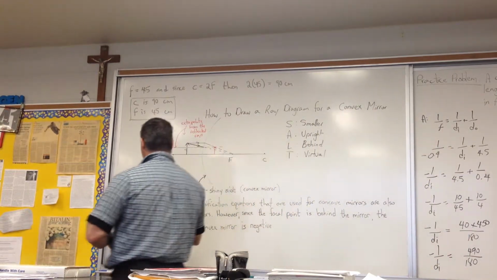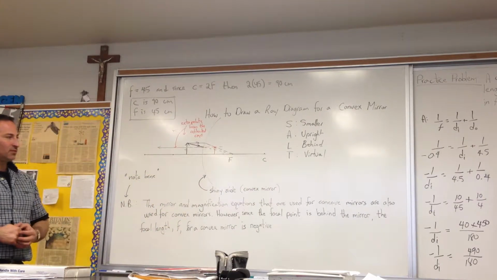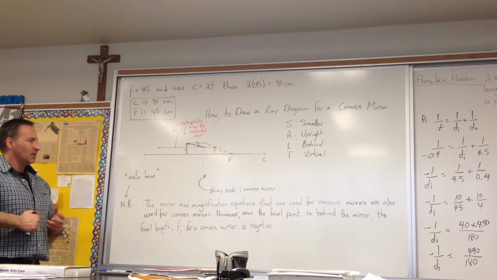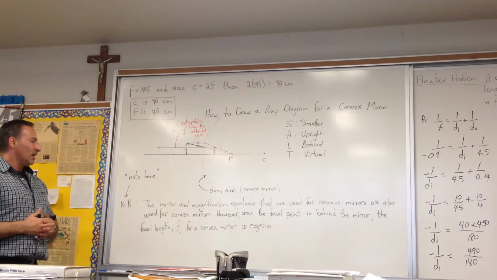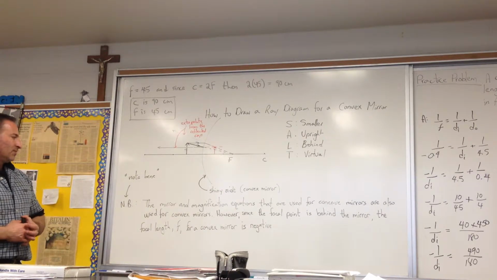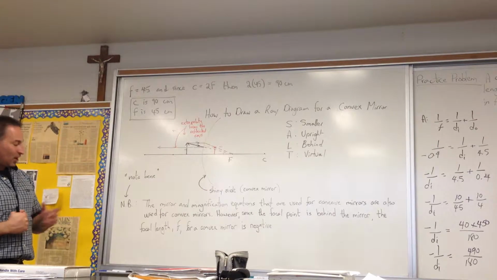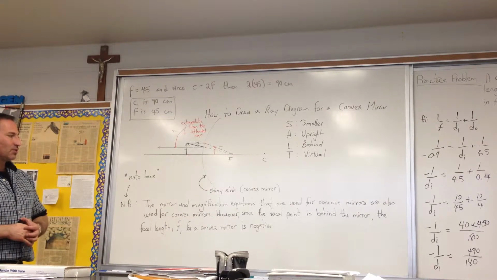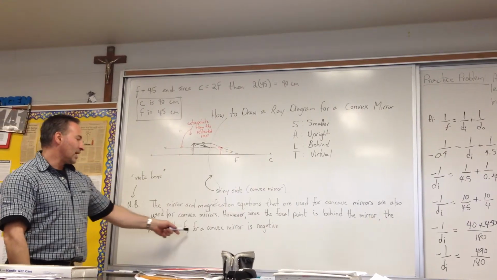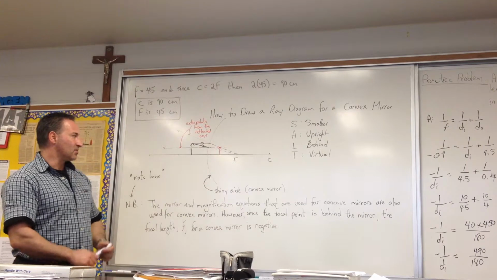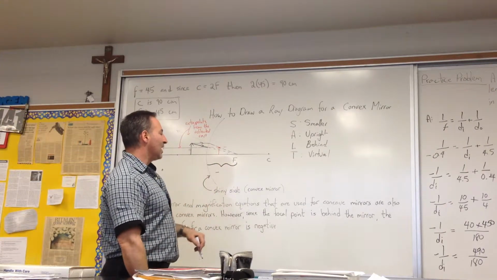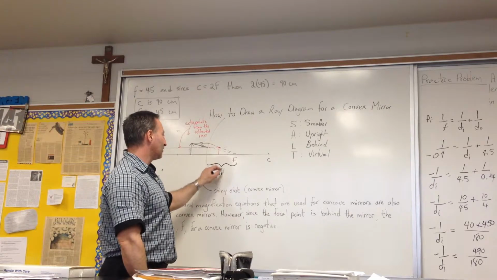Note well that when you use the magnification equation to calculate with the position of the object or the image, the mirror and magnification equations can be used for concave mirrors as well as for convex mirrors. However, since the focal point is behind the mirror, you see the focal point here is behind the mirror, the focal length for a convex mirror is written in as negative. So this distance, whatever it measures, when you enter it into the equation, it's a negative focal length.